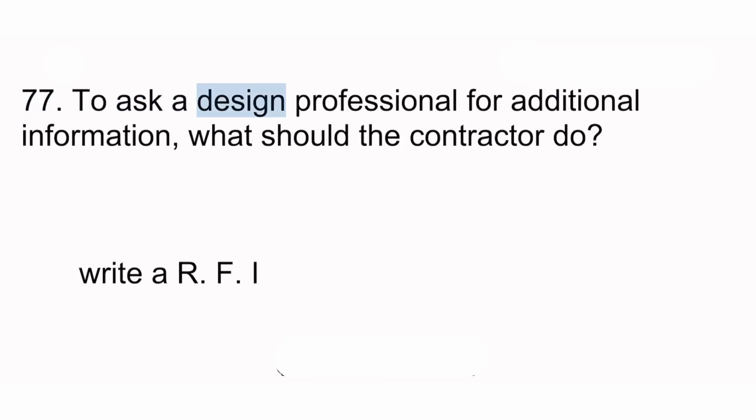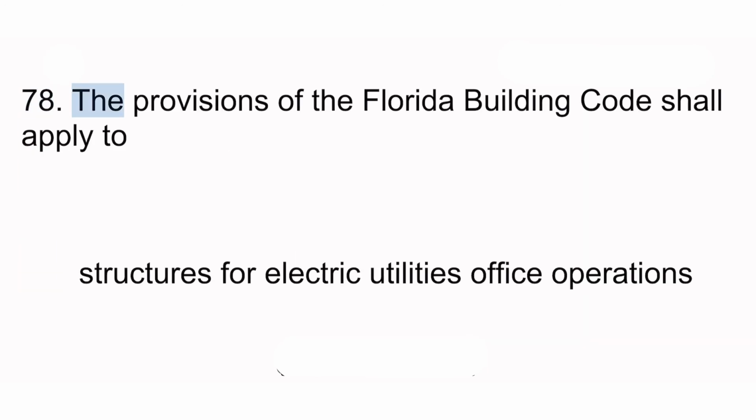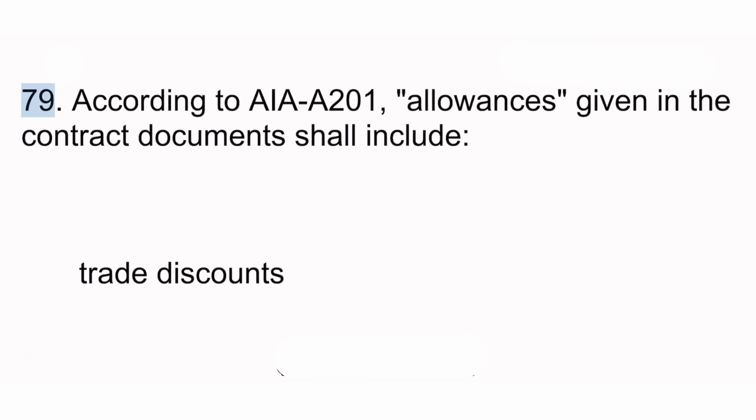77. To ask a design professional for additional information, what should the contractor do? Write RFI. 78. The provisions of the Florida Building Code shall apply to structures for electric utilities office operations. 79. According to AIA 201, allowances given in the contract documents shall include trade discounts.